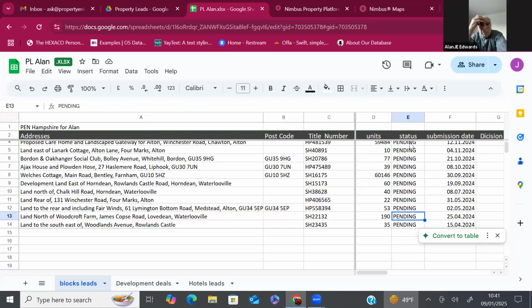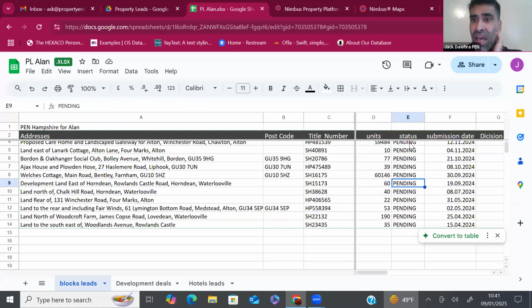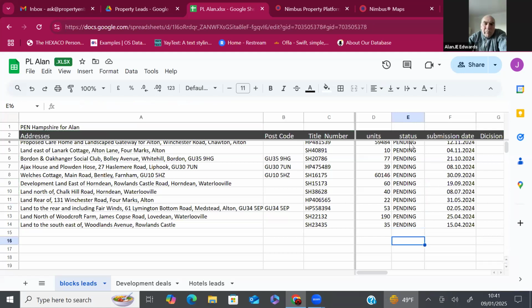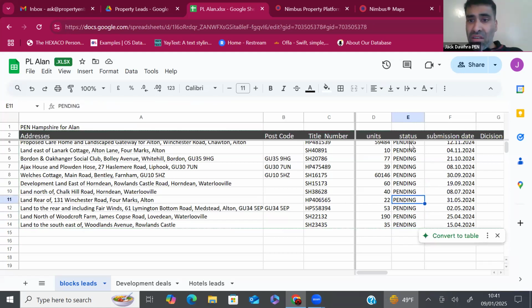Now, let's look at this one, for example. This was applied on the 19th of September, and it says pending. This, again, could be getting rejected or accepted anytime soon. This is what you call creating a pipeline of business that you want to start approaching. Does that make sense? Absolutely, yeah.